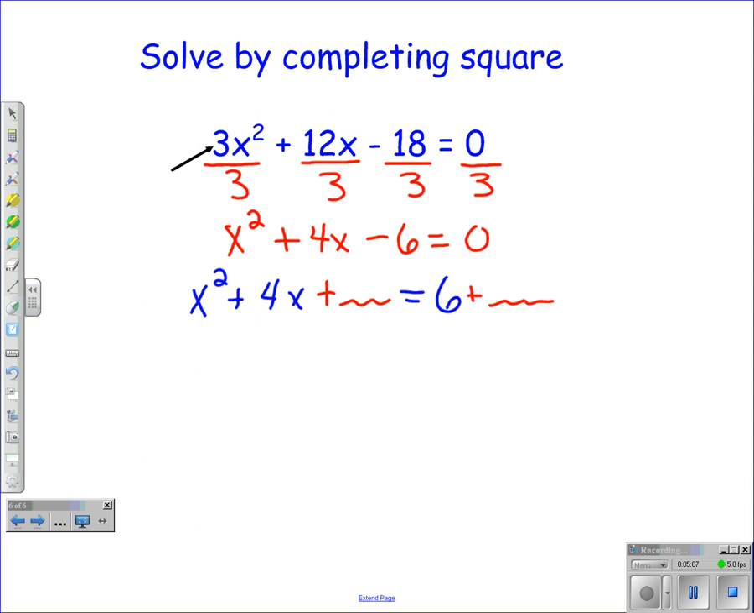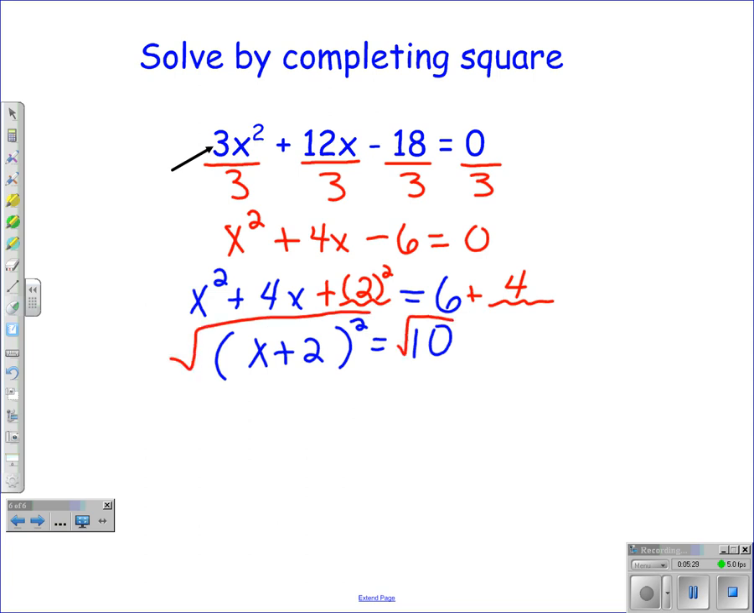Okay, again, we're dividing the b term by 2 and squaring it. So here we will have 2 squared, and I'm just going to write plus 4 on the other side. You can do that, that's fine. We will have our (x plus 2) quantity squared when we factor, equals 10. And when we take the square root of both sides, we know that 10 is not a perfect square number. That's okay, we can still work with it. We will have x plus 2 equals plus or minus the square root of 10.